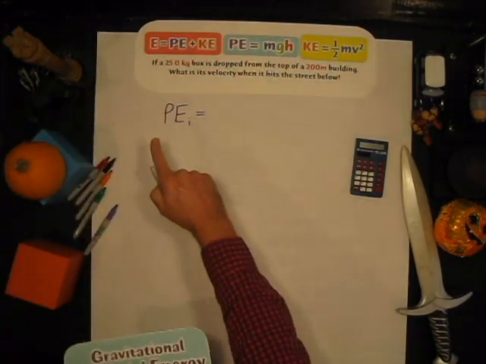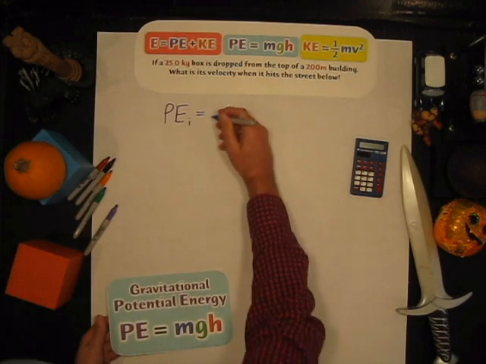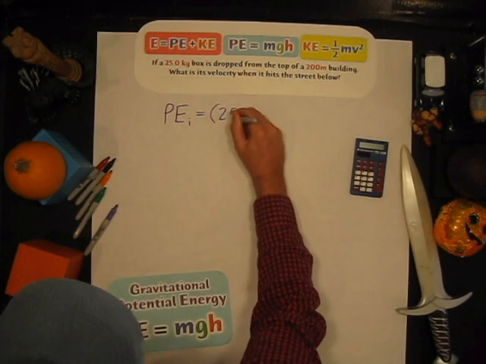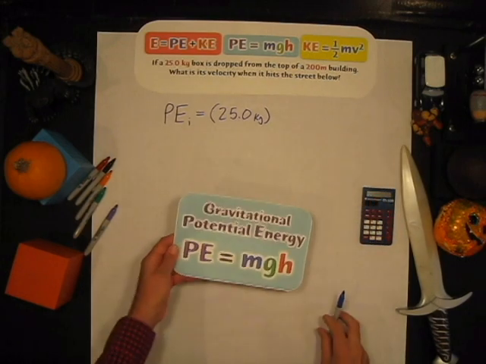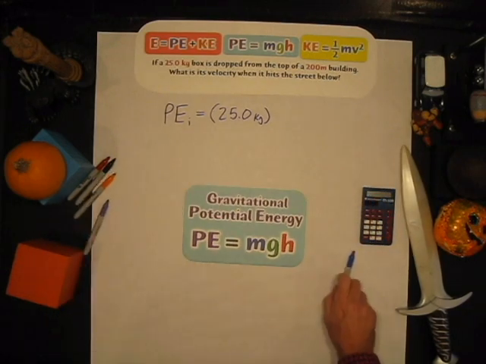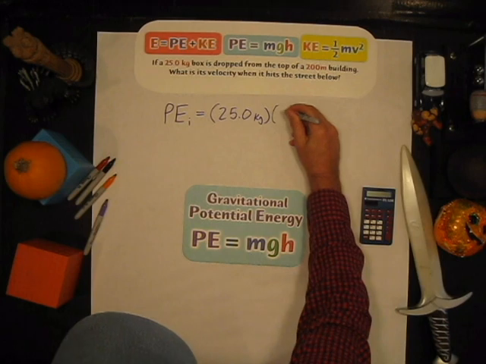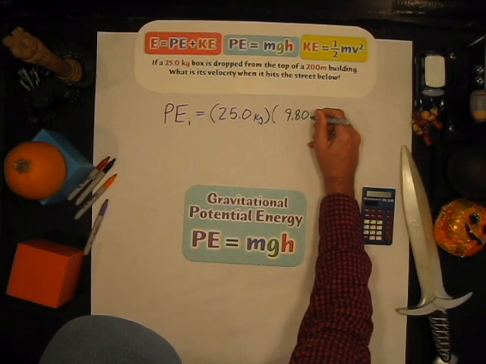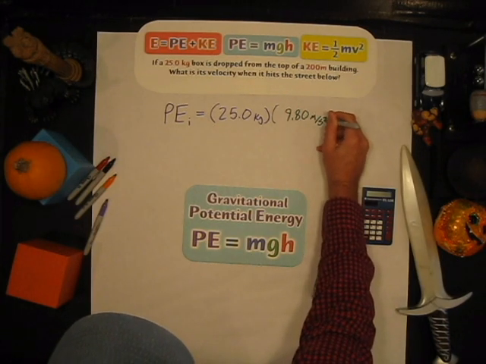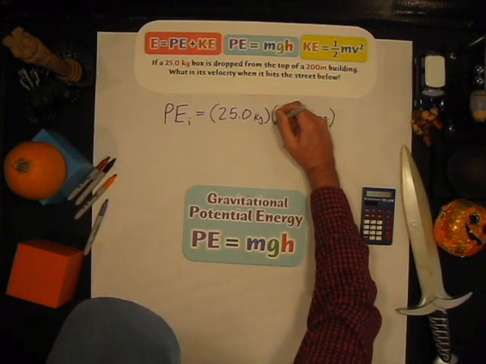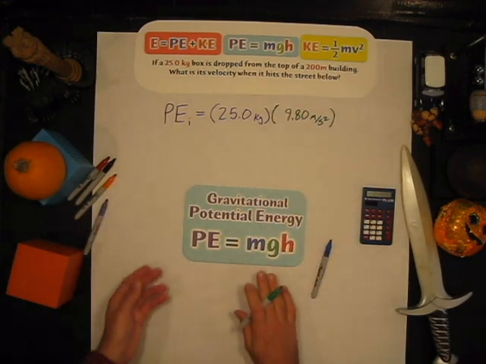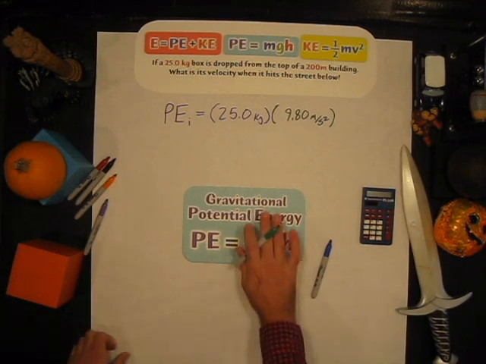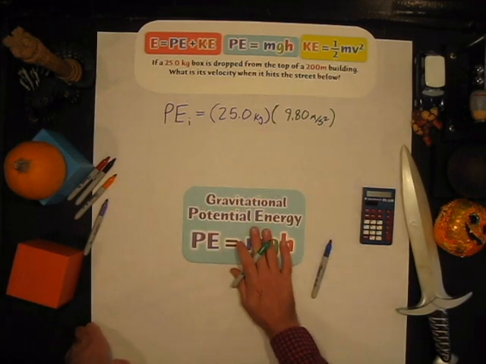What is my m? What's the mass of the box? 25.0 kilograms. What is my g? Well, g is 9.80 meters per second squared. It's an acceleration. And normally we'd put in the negative sign, but as I just said, we're going to have to take the absolute value of this anyway. So let's just leave out that negative sign and we won't have to worry about that.